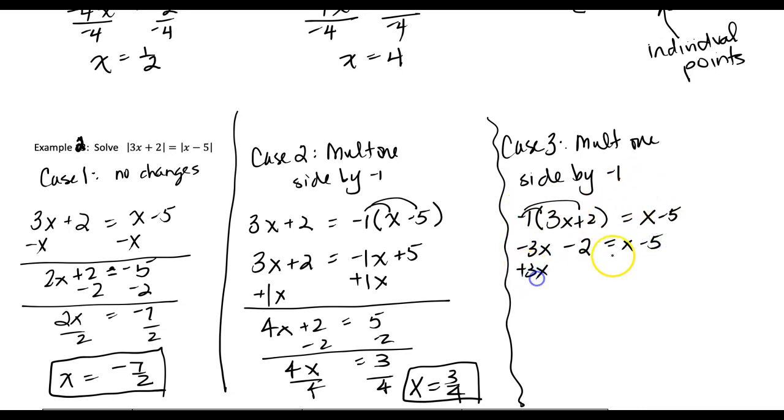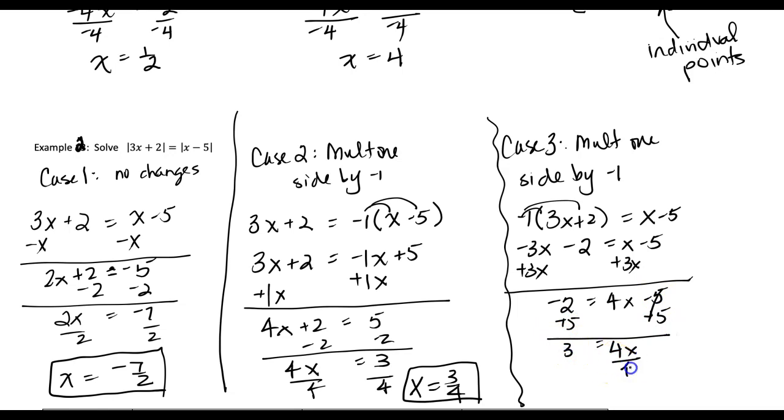I'm going to add the 3x. So I get -2 equals 4x minus 5, add the 5 to both sides, and we get 4x equals 3, divide by 4. Notice that we get the same answer of 3/4. These two are the same. So we actually don't need both case 2 and case 3. We're just going to choose one of them. So whether you choose to multiply the right-hand side by -1 or the left-hand side absolute value by -1, you actually end up with the same answer.